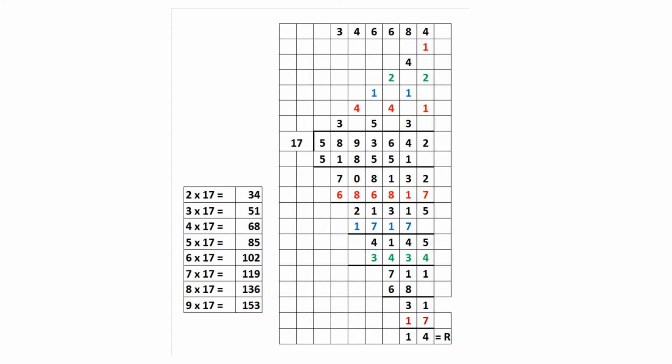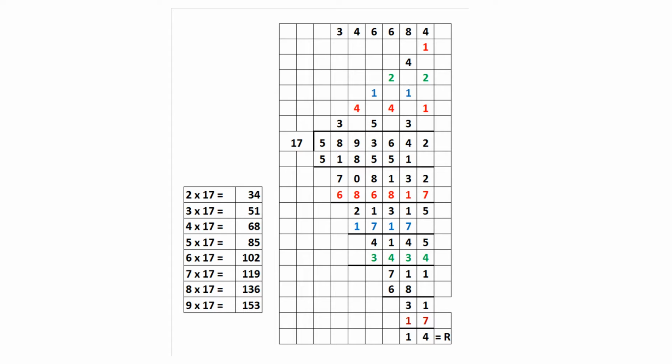Now, how many 17s go into 58? 3. Can't be 4. 4 17s is 68. That's bigger than 58. So we use 3. 3 times 17 is 51. You subtract 51 from 58, you get 7. Now we move over. How many 17s go into 93? And we see from the table it's 5, and that's 85. You subtract, you get 8.